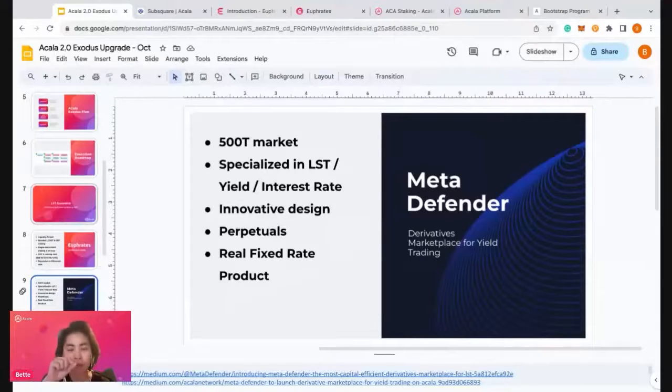If you look at the TradFi world, it is a 500 trillion market, right? So it's a huge market. It's much, much bigger than the underlying asset. The same happens in crypto as well. The derivative trading is way bigger than the underlying asset.